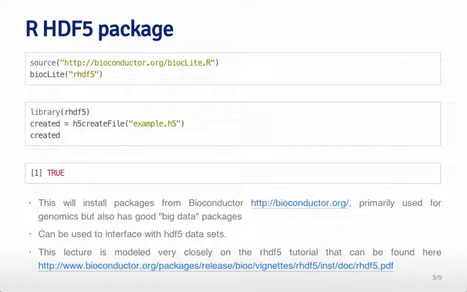In this lecture, we're going to create HDF5 files and then interact with them. You can just use the RHDF5 package to access data and pull it out of HDF5 datasets without having to create them yourself, but it's easier in terms of lecturing just to show you what it looks like when we create them ourselves. So we're going to use the h5createfile command to create an HDF5 file, which is going to be example.h5. This lecture is modeled very closely on the RHDF5 tutorial, which can be found at this website that I've linked at the very bottom of this slide.